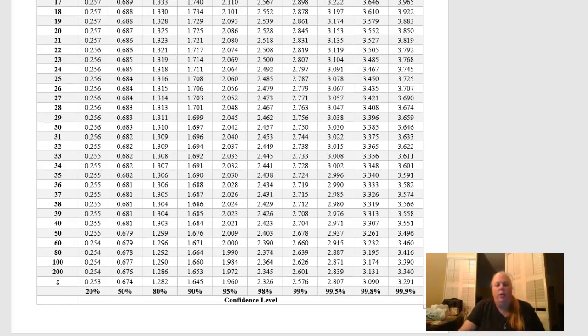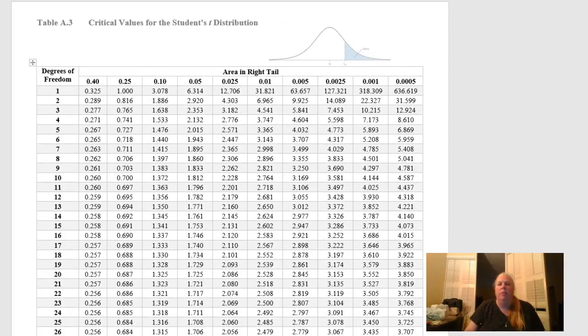Okay, so you'll notice down here along the Z line on the bottom, we didn't have a 0.02. Sorry, it wasn't on the bottom line. It was up here on the top row. We don't have a 0.02. We have a 0.025, but we don't have a 0.02.